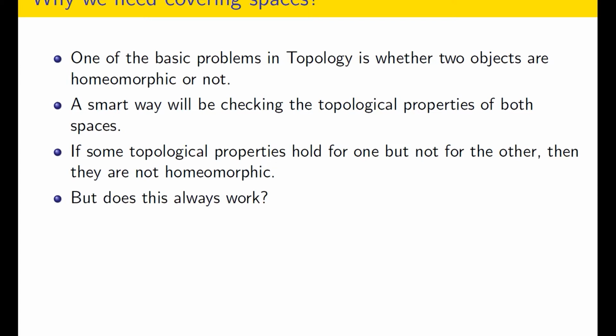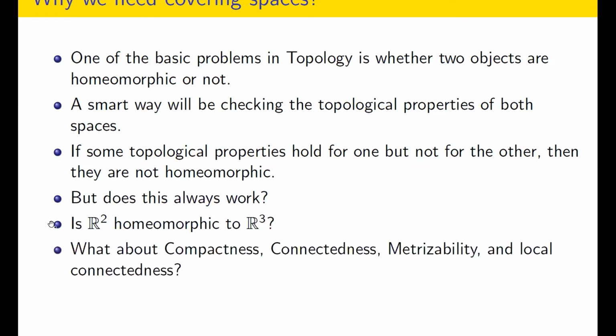The problem is that the topological properties that we know are very limited. For example, if we are considering R2 and R3, the question is whether R2 is homeomorphic to R3 or not. If we check compactness, connectedness, metrizability, local connectedness, etc., then what happens? R2 and R3 both are not compact, both are connected, both are metrizable, both are locally connected also. So we can conclude nothing. So we need something extra.